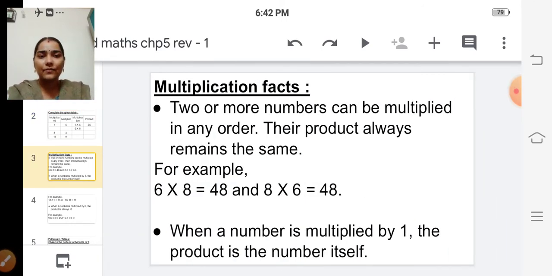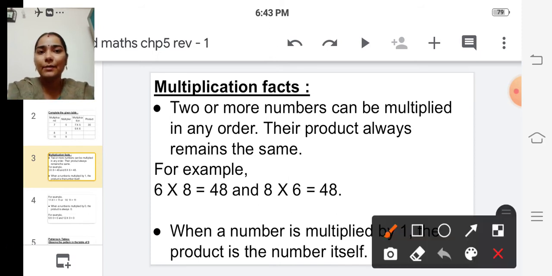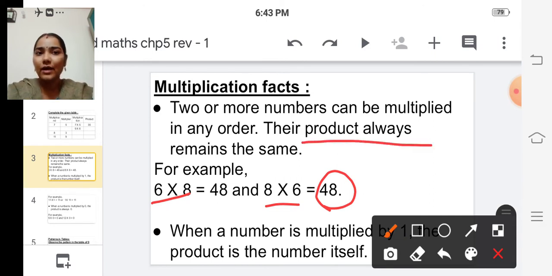Multiplication facts. Two or more numbers can be multiplied in any order. The product always remains the same. So if we change the order, the product remains the same. See, for example, 6 into 8 is equal to 48 and 8 into 6 is equal to 48. So if we change the order in the multiplication, the answer will not change. The answer remains the same. That means the product always remains the same.